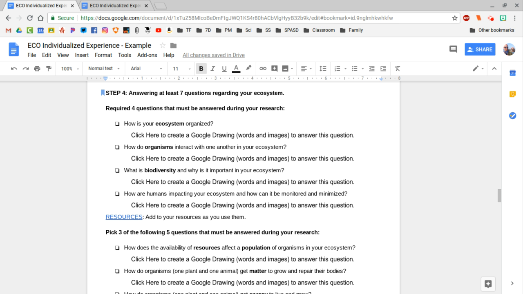The questions you have are, how is your ecosystem organized? So thinking about how the different layers, how the different items interact with each other. This would be the different abiotic and biotic organisms.